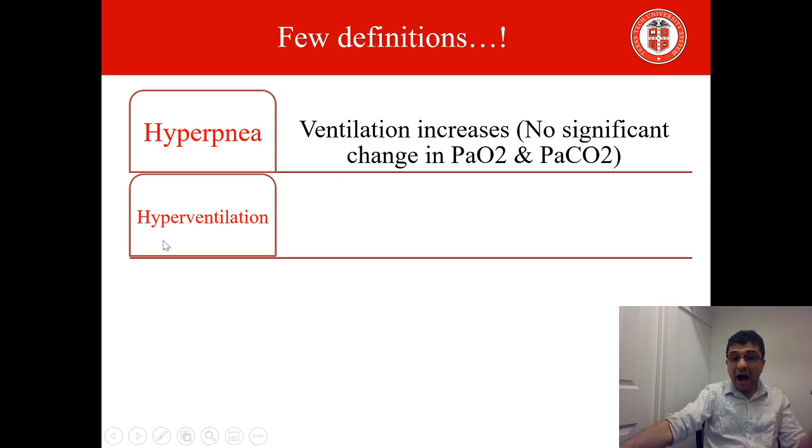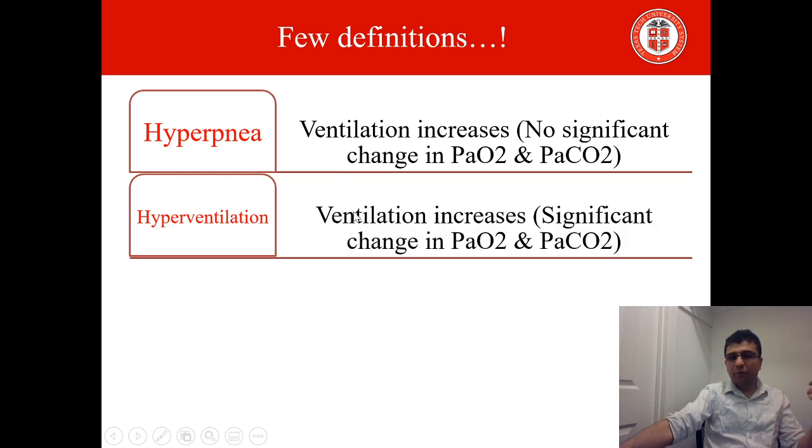On the contrary, hyperventilation means that of course it's an increase in ventilation, but there is a significant change in the partial pressure of oxygen and carbon dioxide in our blood. So if a change in PaCO2 and PaO2 takes place, it's hyperventilation. If there is no change in both these parameters, then it's hyperpnea.